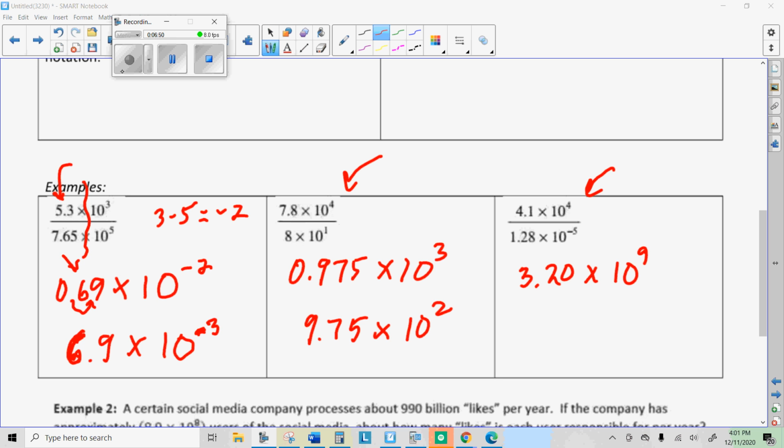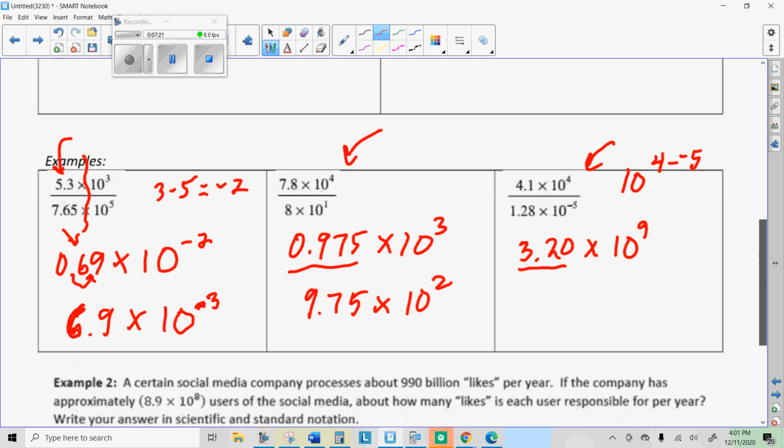All right, on this one I had to change it, so I made this number bigger by a factor of 10. So that means I need to multiply by 10 one less time. On this one I didn't need to change it because this number is greater than or equal to 1 but less than 10. One thing you might notice though is I ended up with 9, and that's because 4 minus negative 5, remember what happens when you subtract a negative, that's the same as adding. So the power got bigger there.